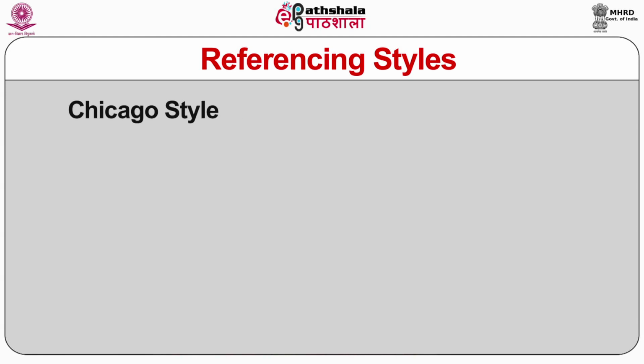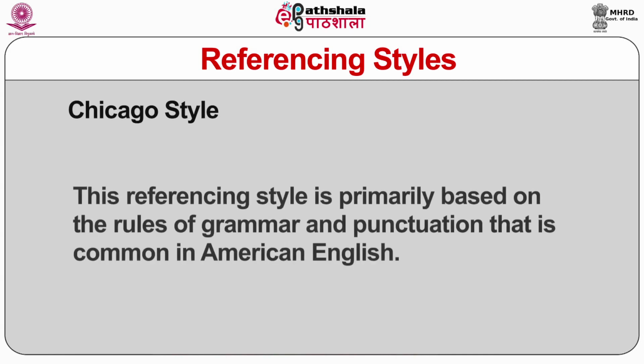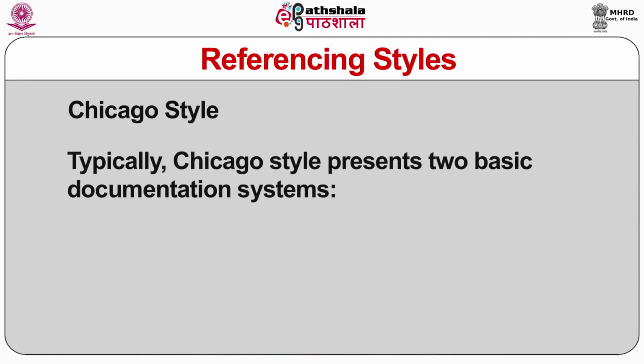The next is the Chicago style. Unlike APA, MLA and Harvard systems, Chicago is a documentation style which was originated by the Chicago University Press in the year 1906. This referencing style is primarily based on the rules of grammar and punctuation that is common in American English. Typically, Chicago style presents two basic documentation systems.